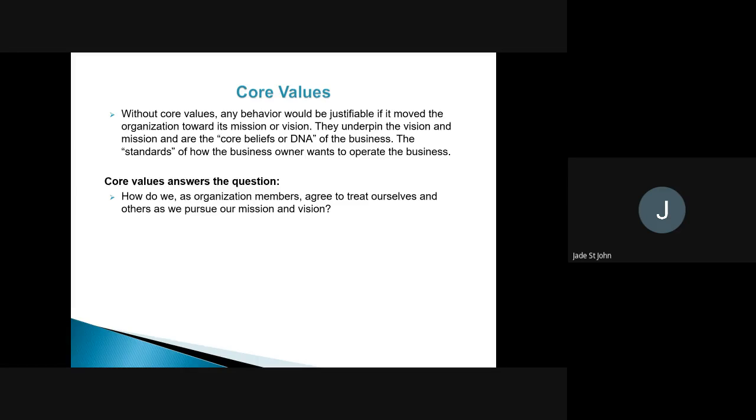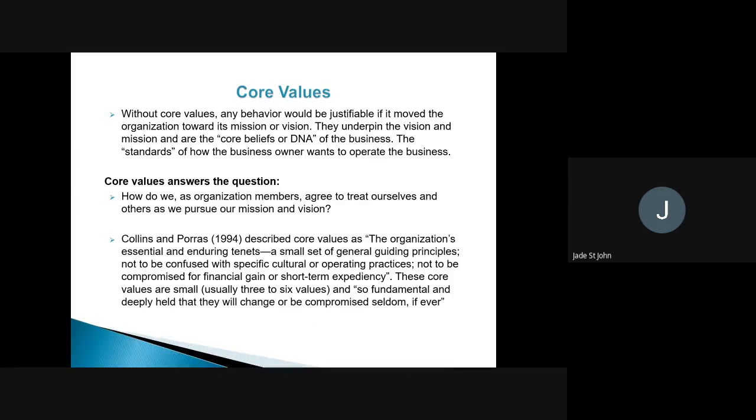So core values answer the question, how do we, because everybody now has to participate in manifesting the core values of the organization, how do we as organization members agree to treat ourselves and others as we pursue the mission and vision of the organization? Collins and Porras describe core values as the organization's essential and enduring tenets, a small set of general guiding principles, not to be confused with specific cultural or operating practices. With operating practices, you have to greet somebody, so you greet somebody, but the core value would tell you to greet someone professionally, politely, and respectfully as you go along, right?